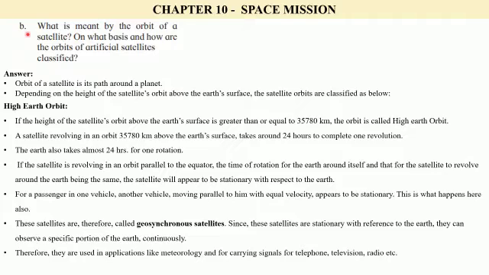The next question, what is meant by the orbit of a satellite? On what basis and how are orbits of artificial satellites classified? So orbit of a satellite is its path around a planet. And depending on the height of the satellite's orbit above the Earth's surface, the satellite orbits are classified as below.